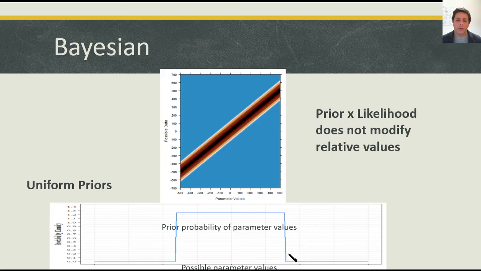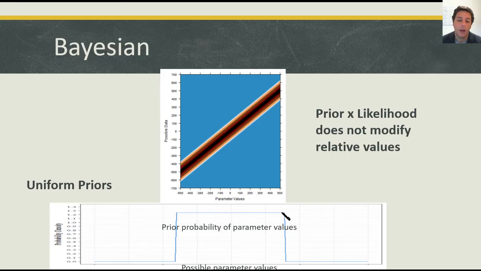I don't know what the possible values are. What values are more likely than others? I have no idea. The only thing I know is that less than negative 500, the probability is 0. So it cannot possibly be less than negative 500. And more than 500, probability 0. So it's not possible for values to be more than 500. But for any value within that interval, the probability is the same.